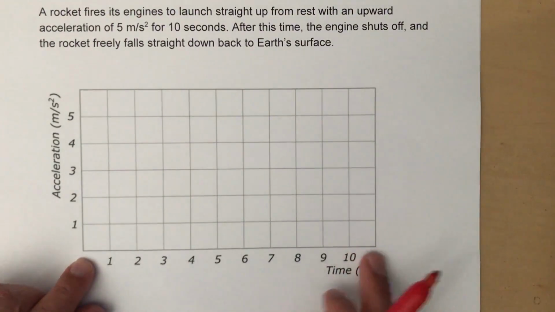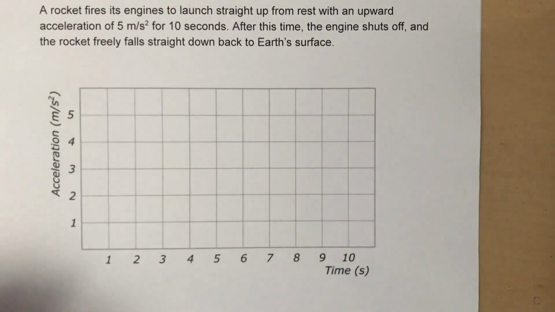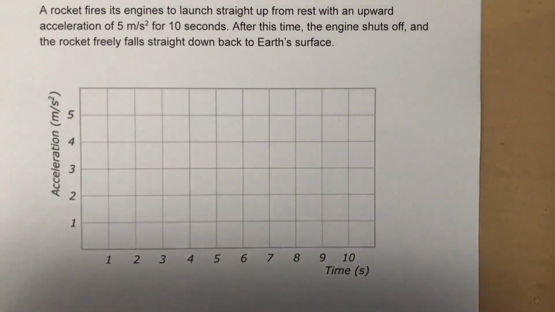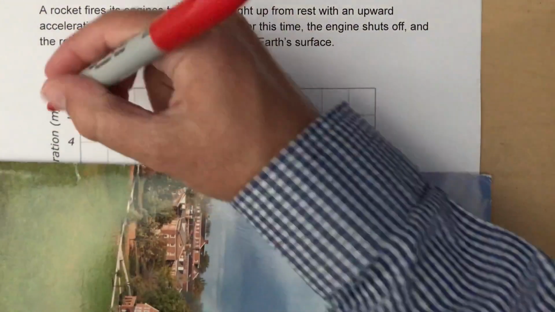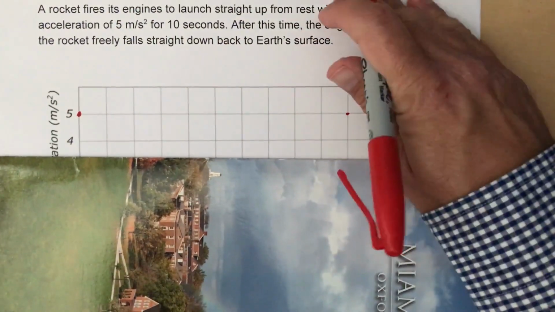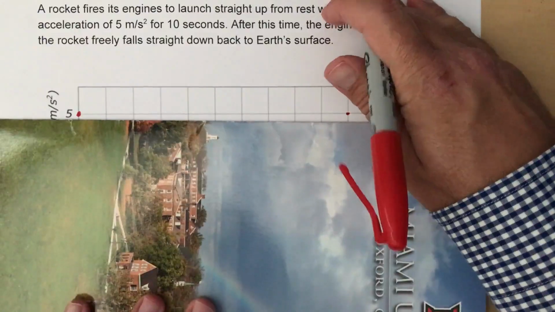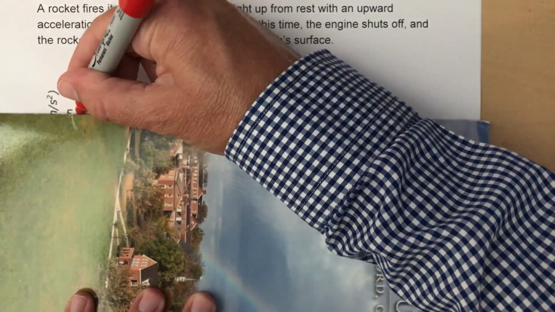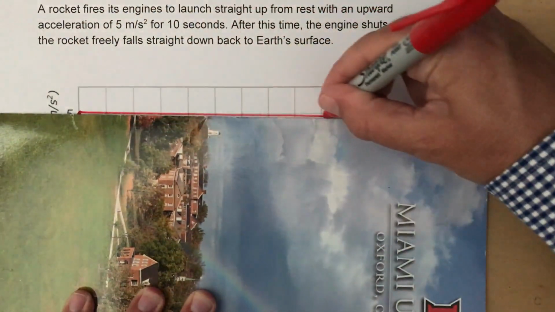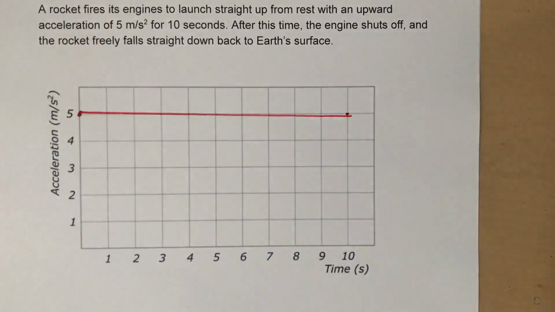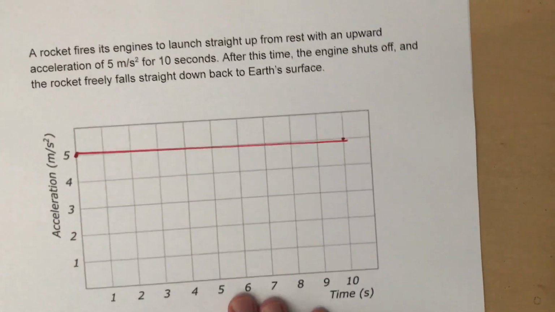So they actually give us a teensy bit extra, but we don't need that. They say only graph it to 10, but this is pretty straightforward. I'm just going to use a straight edge here. We start out at 5 and it says it's a constant 5, and so for 10 seconds, it's never going to change. So you're just going to create a line basically straight across like that. So that is all you have for the first one.